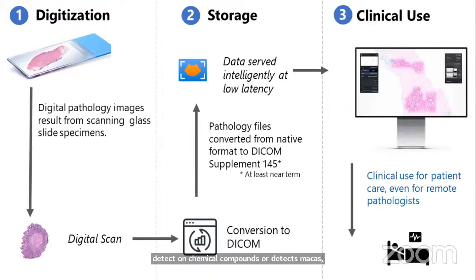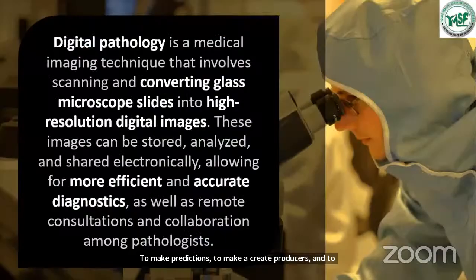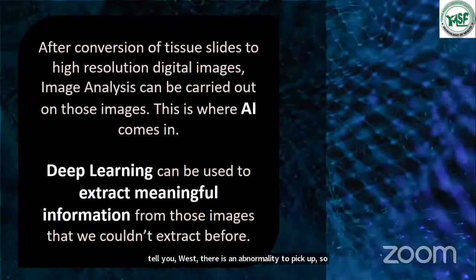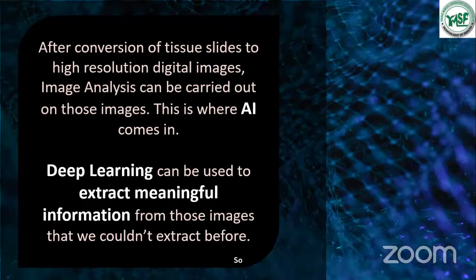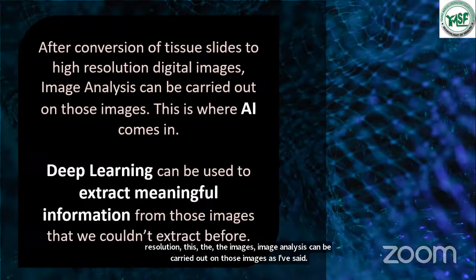So once you've converted them to digital images, you can now pass these images, as I've said before, into an AI model and train it. And this model can now be used to make accurate predictions, to tell you where there is an abnormality, to pick up so many minute details that you might not necessarily catch with your natural physical eye, right? So after conversion of tissue slides to high resolution digital images, image analysis can be carried out on those images, as I've said. So this is where AI comes in. This is another very good application of AI in diagnostics.